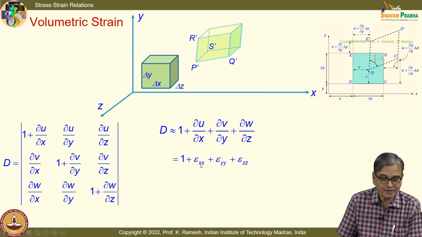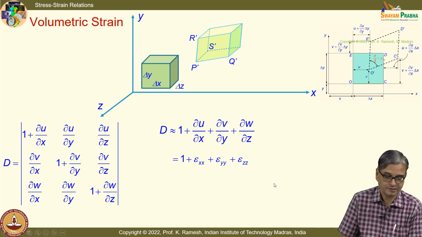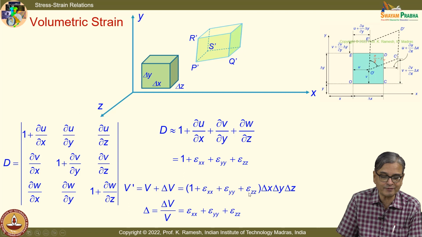So, when you go back to your original definition of what is strain, I can write ∂u/∂x as epsilon xx, ∂v/∂y as epsilon yy, ∂w/∂z as epsilon zz, and the volume is d multiplied by delta x, delta y, delta z. This is the deformed volume. The original volume is delta x, delta y, delta z. So, V prime is V plus delta V. So, that is given as 1 plus epsilon xx plus epsilon yy plus epsilon zz into delta x, delta y, delta z.